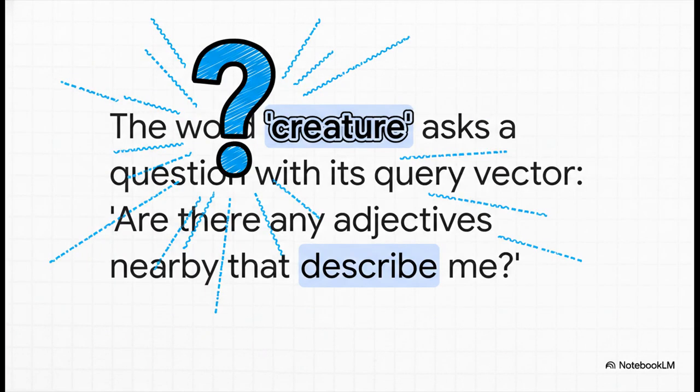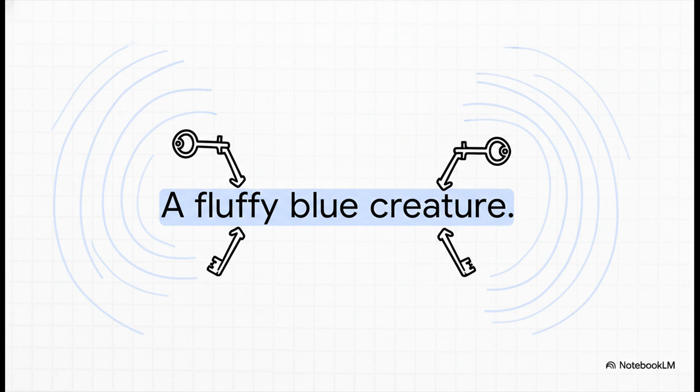So first up is the query. Our word creature sends out a signal, which is really just a bunch of numbers called a query vector, but you can think of it as creature shouting out, hey, any adjectives over there that are describing me? And you know what? Every single word in the sentence is doing this at the same time, asking its own unique question.